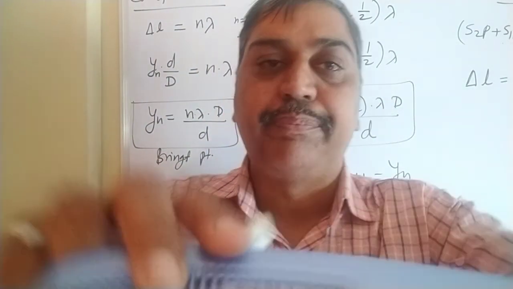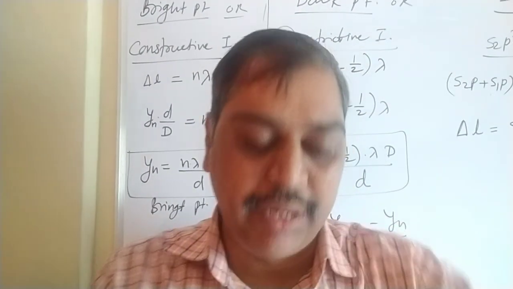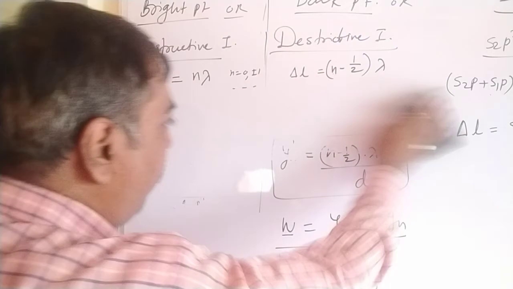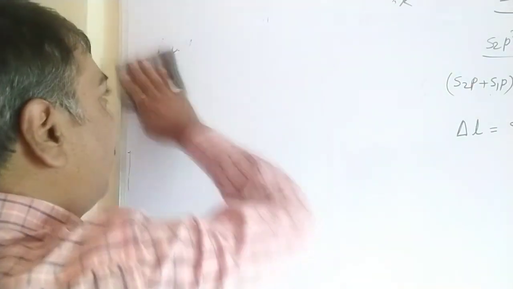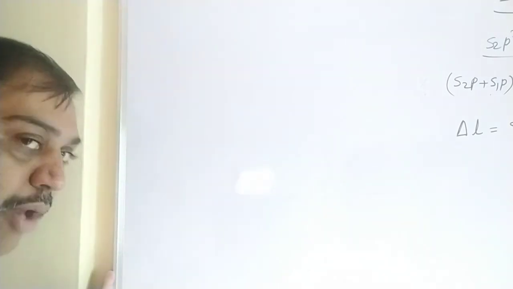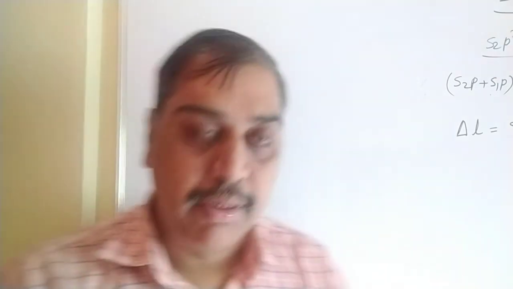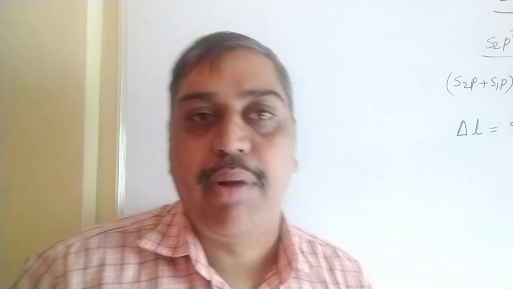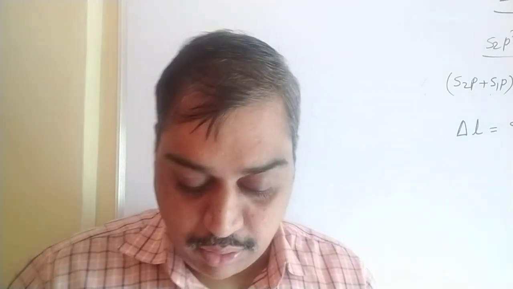Now the next part, same topic. We are going to finish it now, within 5 minutes. Now the same point, this we have done. We have found the path difference, then we found the condition for a bright point: the path difference must be an integral multiple of lambda. Condition for destructive interference: path difference must be an odd multiple of lambda by 2. That point we have already seen.